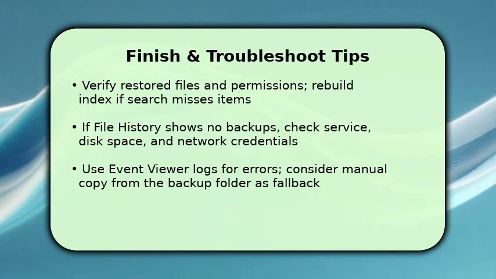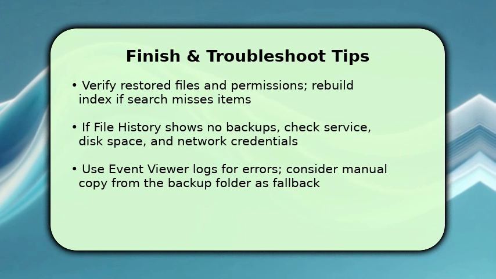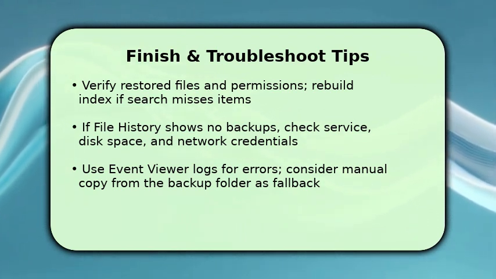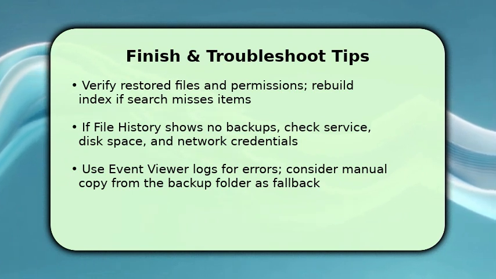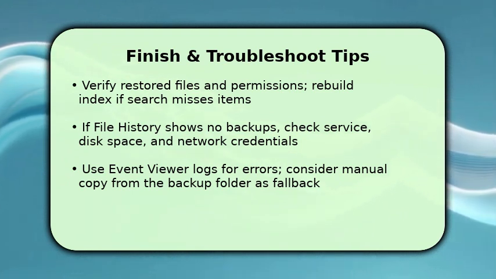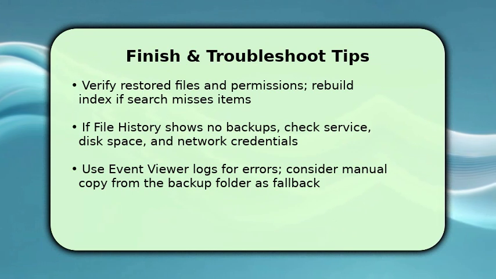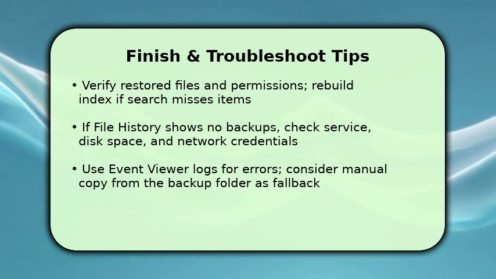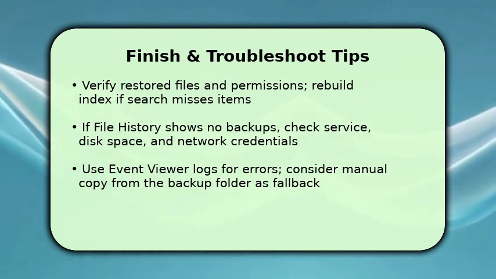If File History reports no backups or can't find versions, check the File History service, confirm the drive has free space, and re-enter network credentials for a mapped share. If problems persist, check Event Viewer for File History operational errors. As a last resort, browse the File History folder on the drive and manually copy needed files to your system.